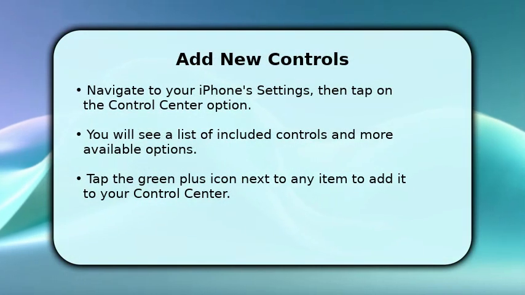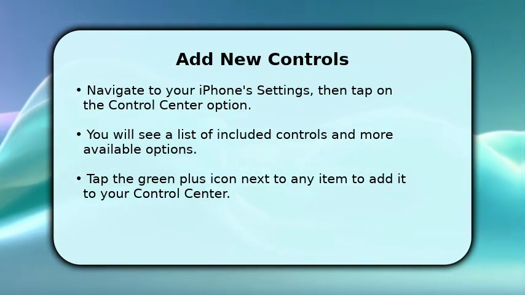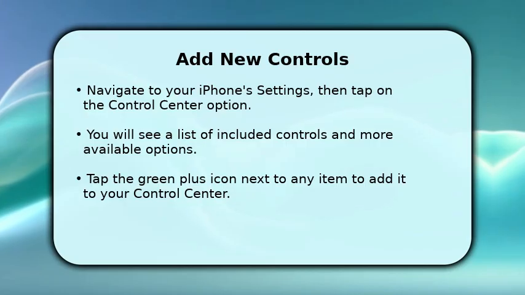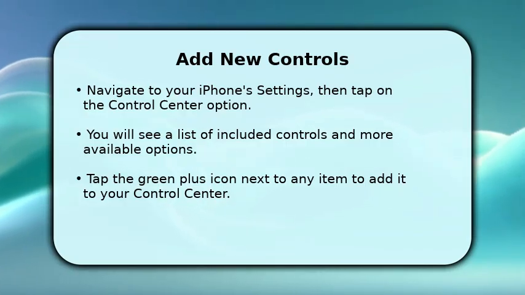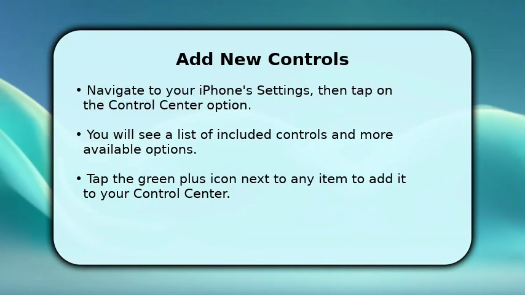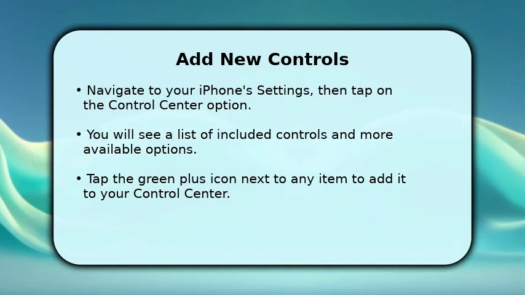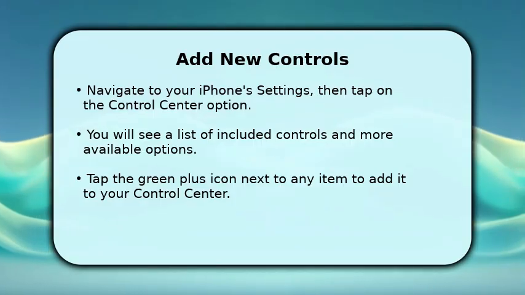To begin customizing, open your iPhone Settings application and then select Control Center. Here, you will find two sections, Included Controls and More Controls. To add a new shortcut, simply tap the green plus icon located next to the desired item in the More Controls list. It will instantly appear in your control center, ready for use.